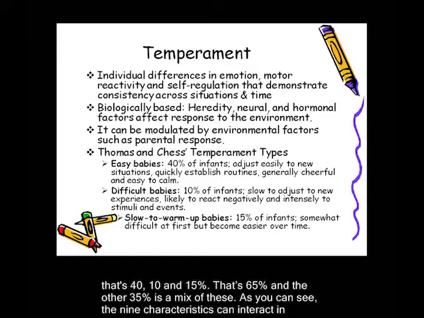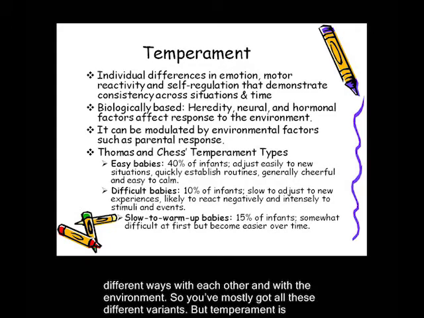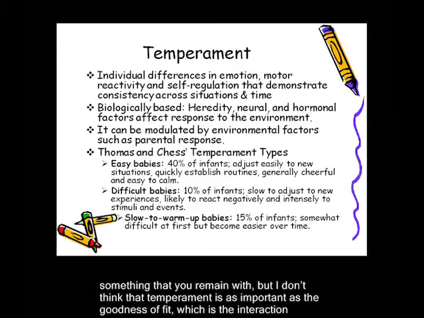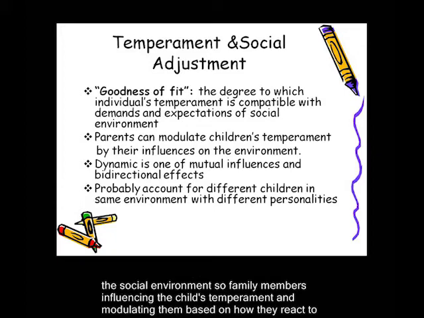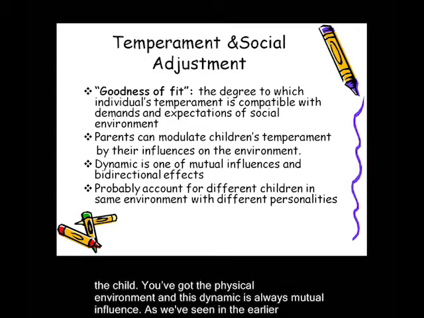As you can see, the 9 characteristics can interact in different ways with each other and with the environment. So you've mostly got all these different variants. But temperament is something that you remain with. And I don't believe temperament is as important as the goodness of fit, which is the interaction between the child's temperament, which generally remains throughout their life, and the environment. And the environment can be the social environment, so family members influencing the child's temperament and modulating them by how they react to the child. You've got the physical environment, and this dynamic is always mutual influence.